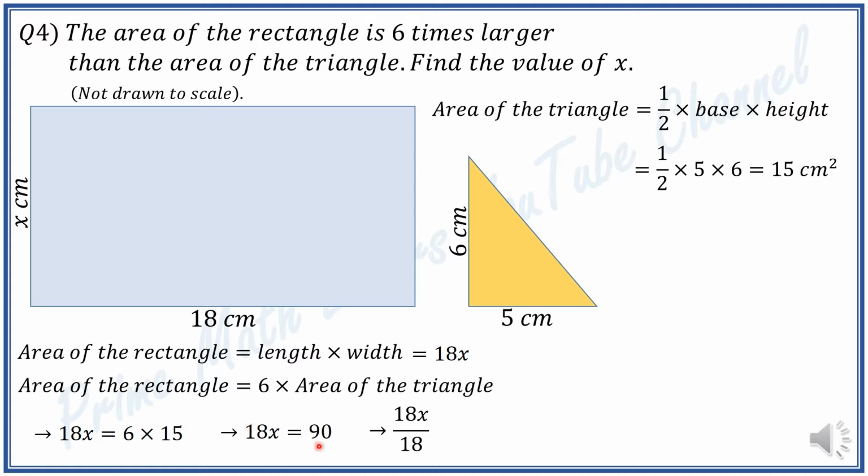Then I divide both sides of the equation by 18. I cancel 18 with 18, and x is equal to 90 over 18, or 90 divided by 18 is 5. So x is equal to 5.